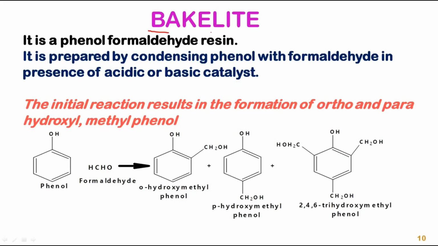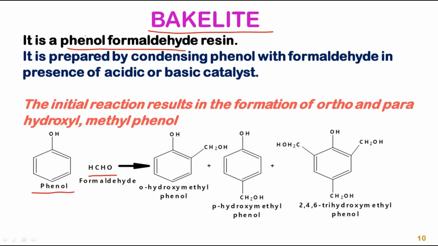So Bakelite is a thermosetting polymer. Thermosetting means it cannot be softened on heating. It is a phenol formaldehyde resin. So phenol and formaldehyde are the starting materials in the preparation of Bakelite.